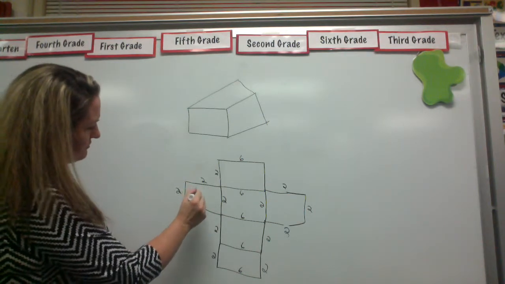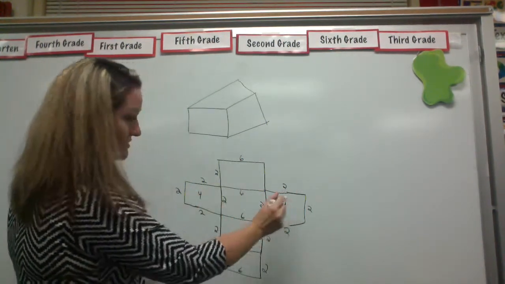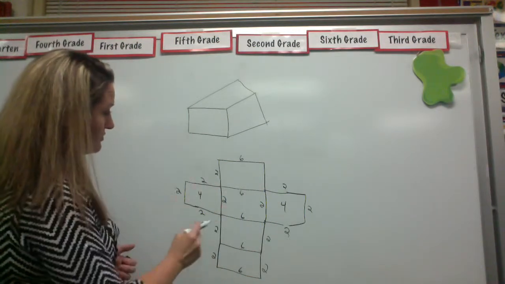2 times 2, that's 4. That's going to be the same thing over here, right? Because the bases, they're identical. Okay, so we got 4 and 4.